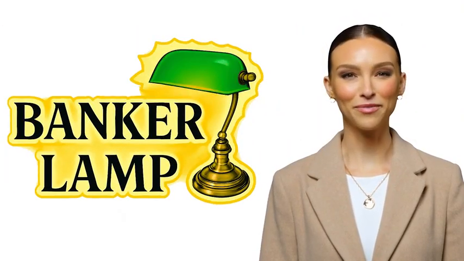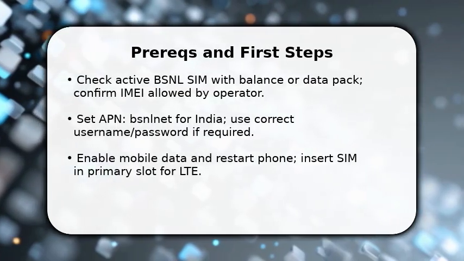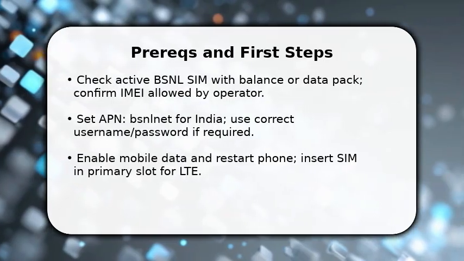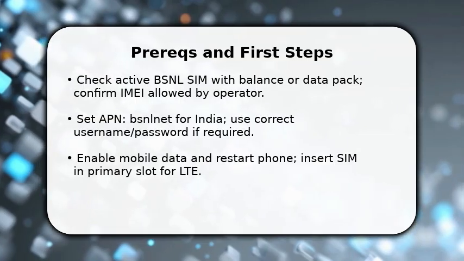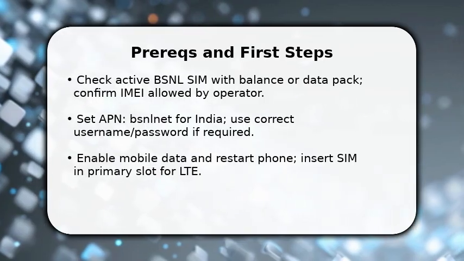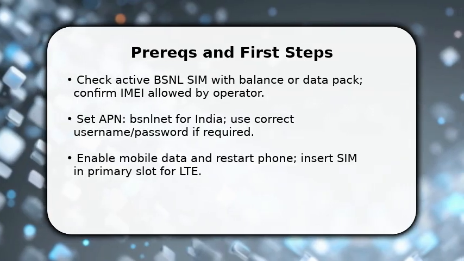Please enjoy the video. You start by verifying the basics. Make sure your BSNL SIM is active and has a valid data pack or balance, because without service you can't get an IP. Next, set the APN to BSNL net. This tells your phone which gateway to use. Once done, place the SIM in the primary slot for LTE and enable mobile data.